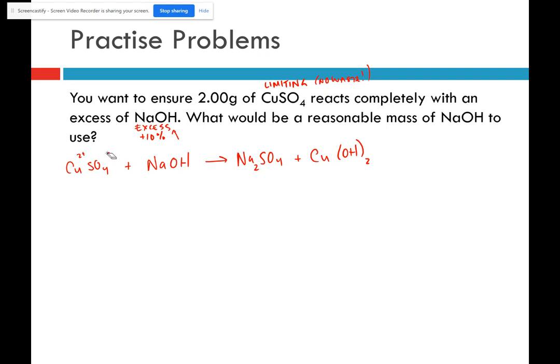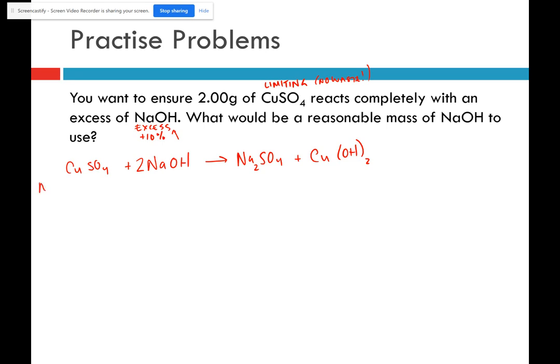So like we learned, we always have to start with a balanced chemical equation. So we have 1 copper, 1 copper, we can keep that the same. We have 1 sodium and 2 sodium, so we need a 2 here. We have 1 sulfate and 1 sulfate, so that's good. And now we have 2 hydroxide and 2 hydroxide, so we're now balanced.